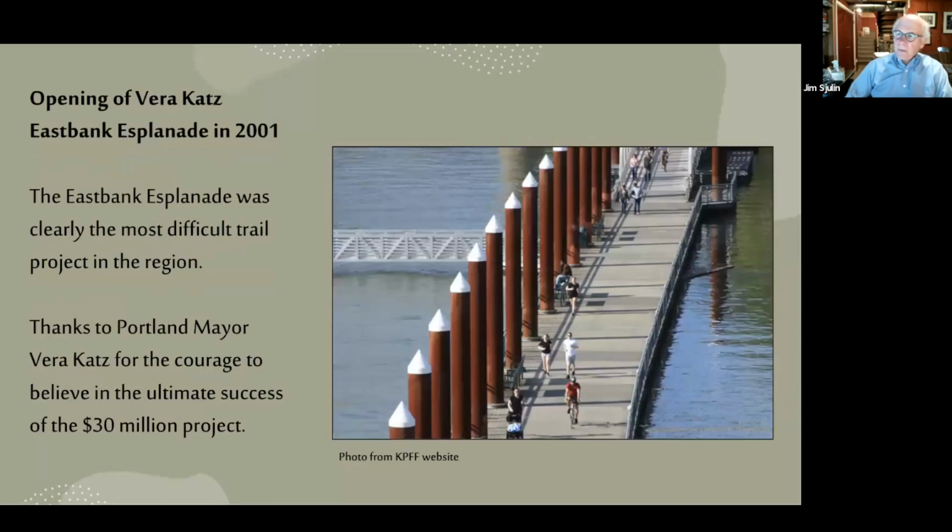Next slide. We have the opening of the Vera Katz Eastbank Esplanade in 2001. I was working at the time when they were starting to talk about this, and I couldn't believe it that we were going to build a trail basically in the river on the east bank of the Willamette River in downtown Portland. And thanks to the former mayor, Vera Katz, for having the courage to spend this amount of money on a trail project. The money actually came from an urban renewal source.